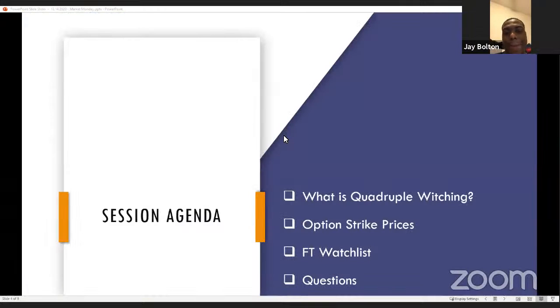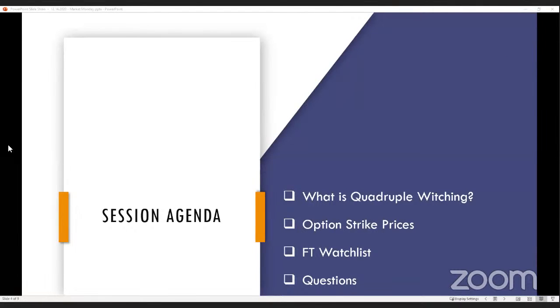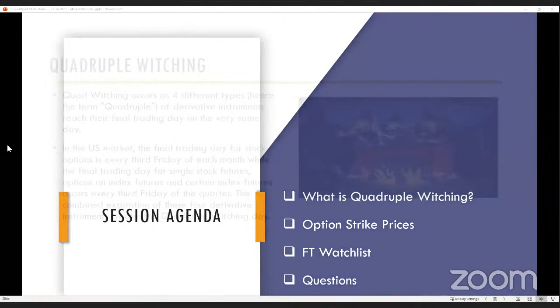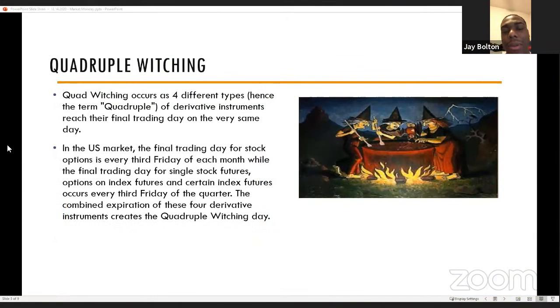Okay, so here's what we're going over tonight. We're going to go over what quadruple witching is. We're going to go over some options strike prices you can go into. We're also going to go over individual stocks and ETFs you can buy if you're not doing options yet, along with us while we're doing the rolling forwards. You can do the same thing with stocks. Then we're going to go over some companies on our watch list, and then you can ask questions. Feel free to stop along the way and wave your hand so one of us knows if you have questions during the presentation.